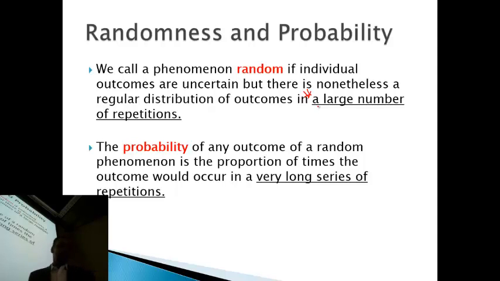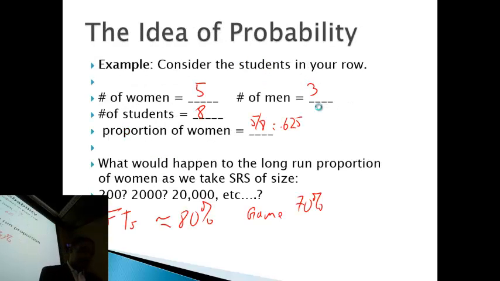So random and probability are your two key terms. So let's go back one. What would happen in the long run? Okay, let's go ahead and fill this in real quick.